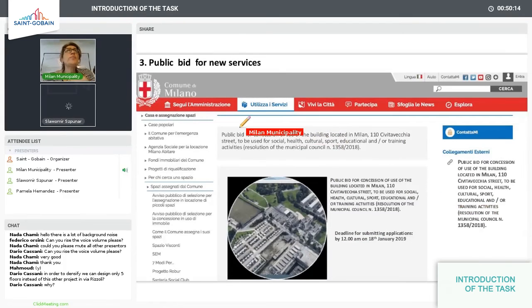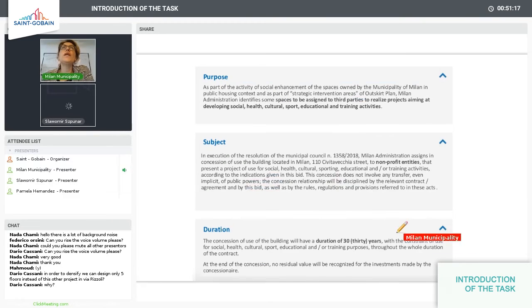The last project that I'm going to mention is the public bid for new services of the building, which is actually not abandoned, but is a building that never started to be used because of several economic difficulties the municipality of Milano had. It's a public bid done by the Comune di Milano, the municipality of Milan, which is asking for actors, operators that are going to keep this building for 30 years, proposing social services, and at the same time refurbish the building and finally put it in function.